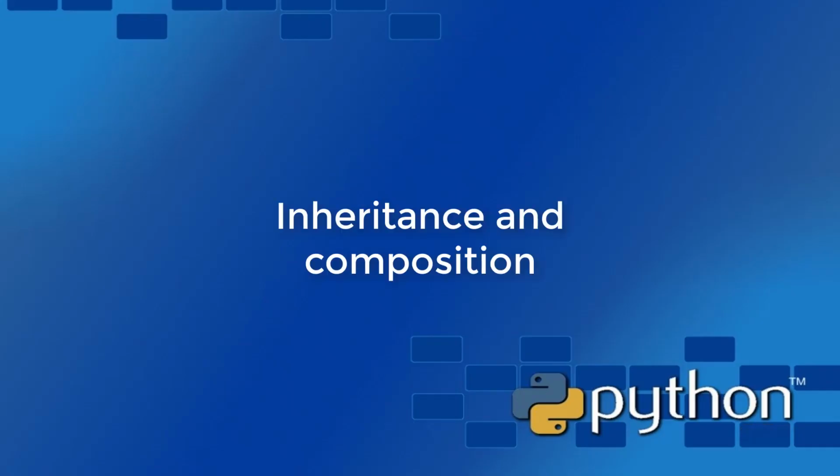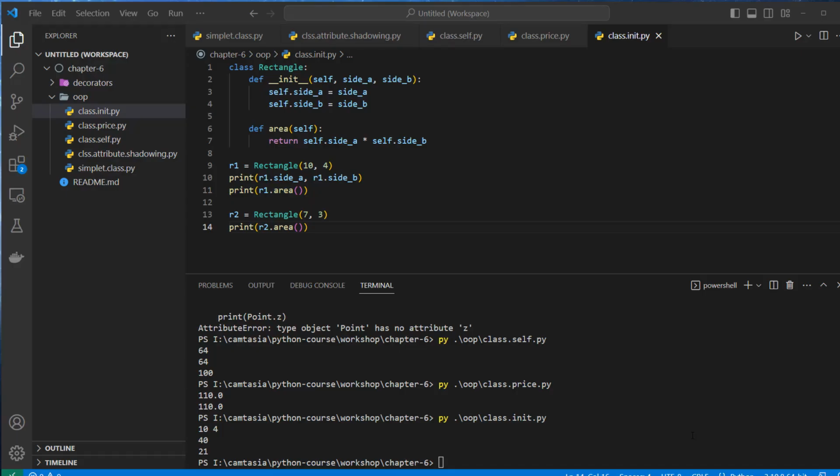Now it's time to talk about inheritance and composition. Inheritance means that two objects are related by means of an "is a" type of relationship. On the other hand, composition means that two objects are related by means of a "has a" type of relationship. It's all very easy to explain with an example.